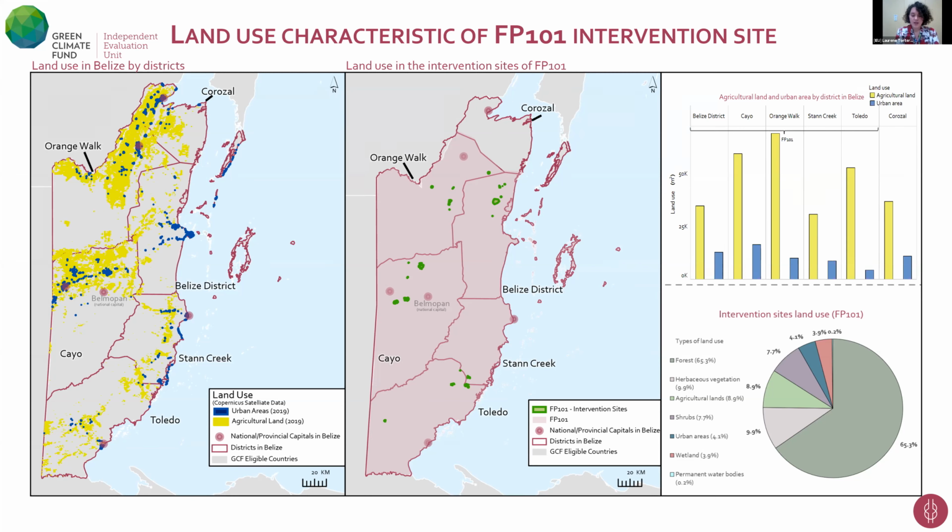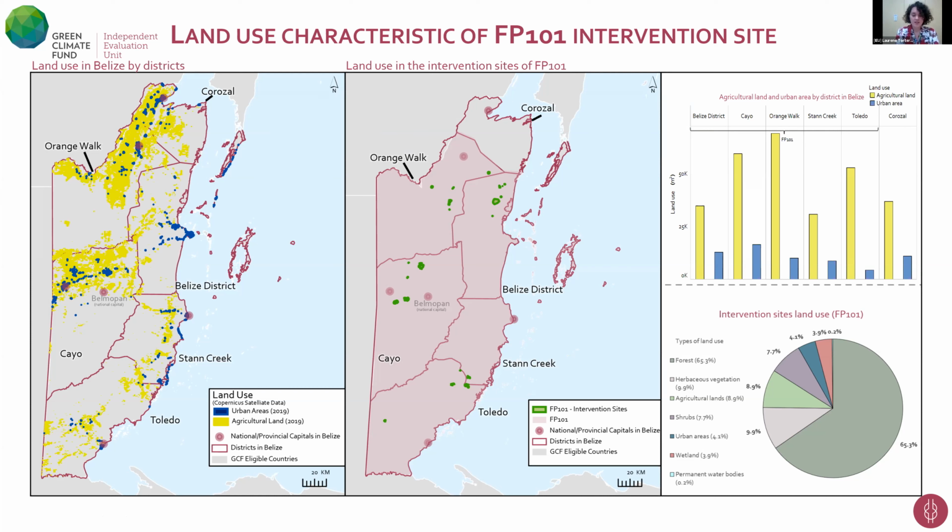The pie chart on the bottom right gives you the type of land use in percentage for the intervention site. We can see that more than half of the intervention site is forest covered. As expected, the results show that the intervention site of FP101 consists mostly of forest, vegetation, and agricultural land.